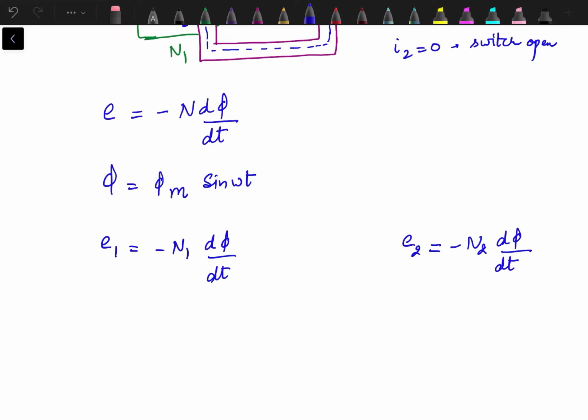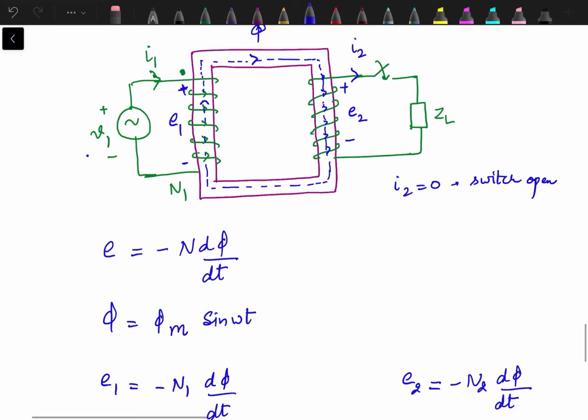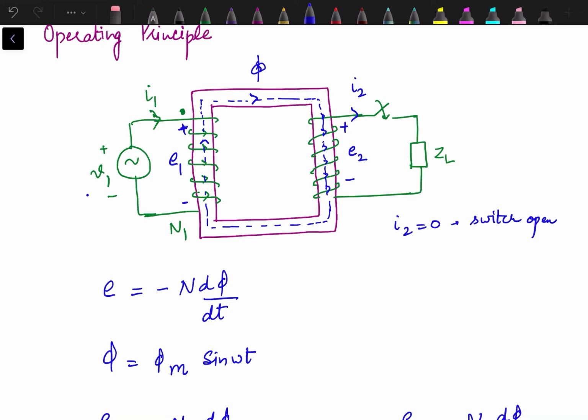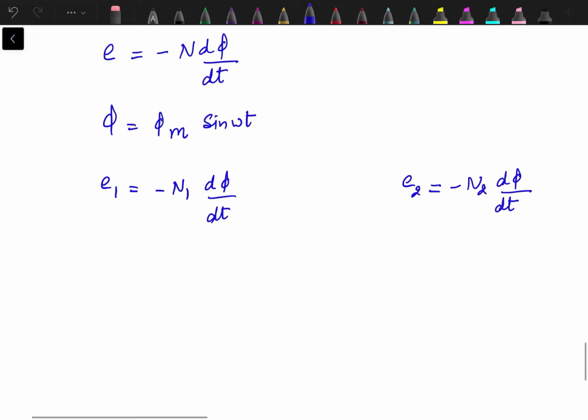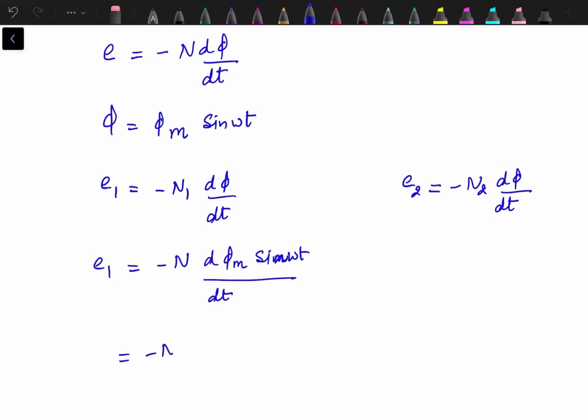Now since the flux is common for both the primary as well as secondary, so phi is remaining same in expression of E1 and E2. So E1 will be equal to minus N1 d phi m sine omega t by dt. So minus N1, phi max is constant.